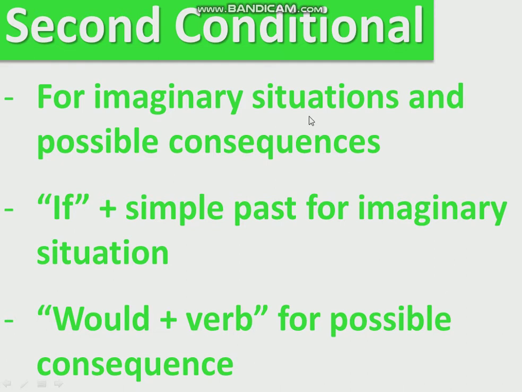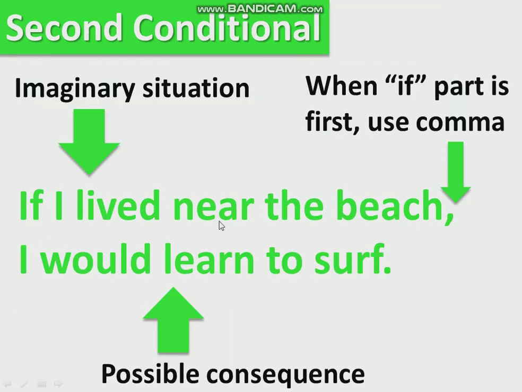The second conditional is for imaginary situations and their possible consequences. We use if plus simple past for the imaginary situation, and we use would and verb for the possible consequence. For example, if I lived near the beach, I would learn to surf. In the imaginary situation, we use if in the simple past, if I lived, and for the possible consequence, we use would and the verb, would learn.